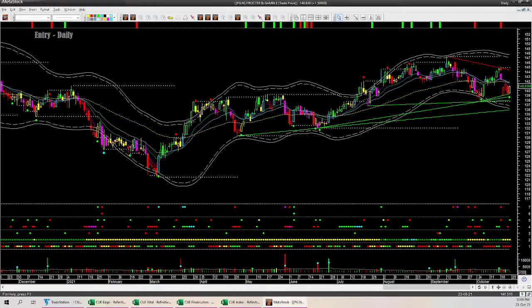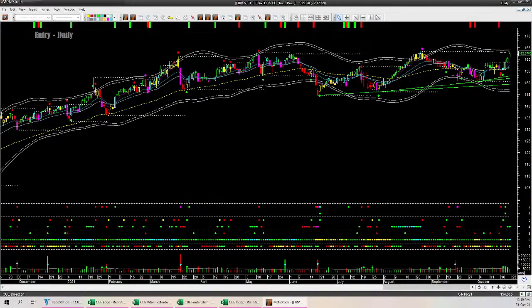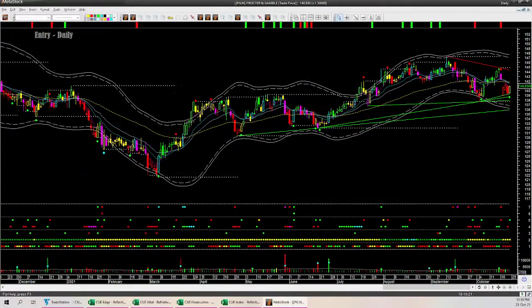I am keeping Procter and Gamble. I look at it using 3 chart template. JP Morgan, very close to upper boundary, well above swing low, not going to buy. Extended. TRV, near upper boundary, well above swing low, extended, not going to buy. UNH, well above upper boundary, not going to chase a stock like that.